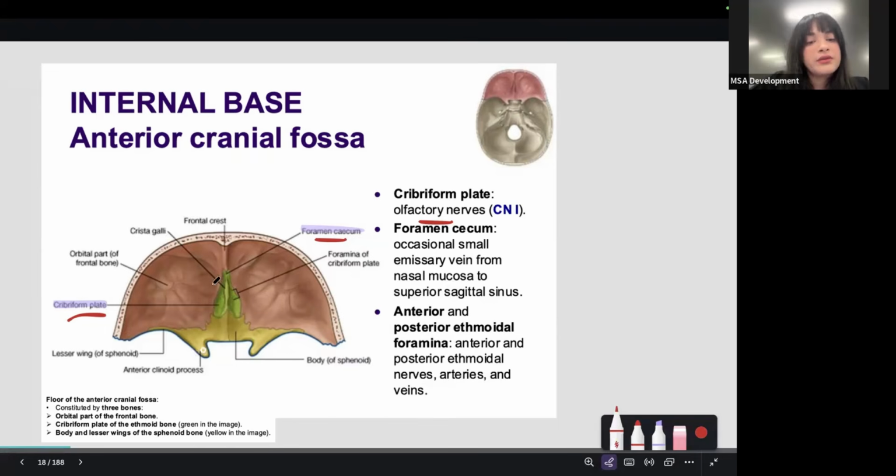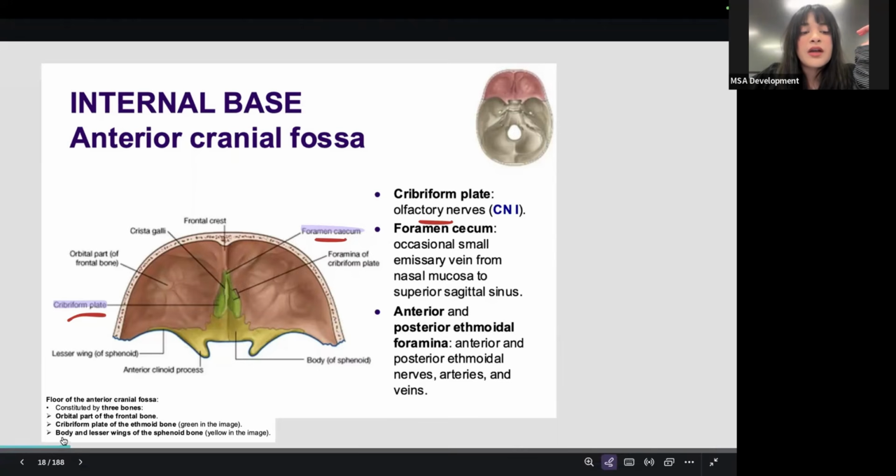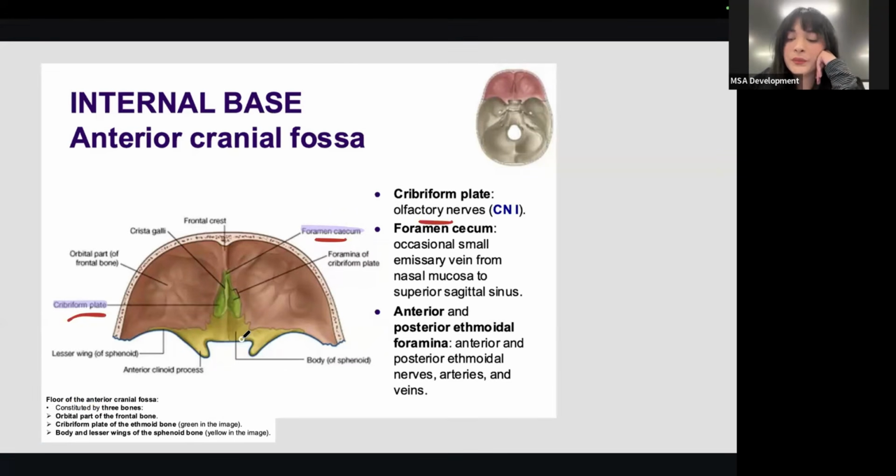So the floor of the anterior cranial fossa, what is it contributed by? This peach area, this is the orbital part of the frontal bone. Okay, so this part. The cribriform plate is in the middle over here, made by the ethmoid bone. And then you have the body and lesser wings of the sphenoid bone, yellow in the image. So this is part of the sphenoid.